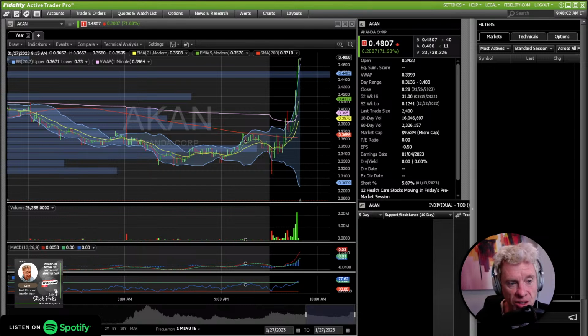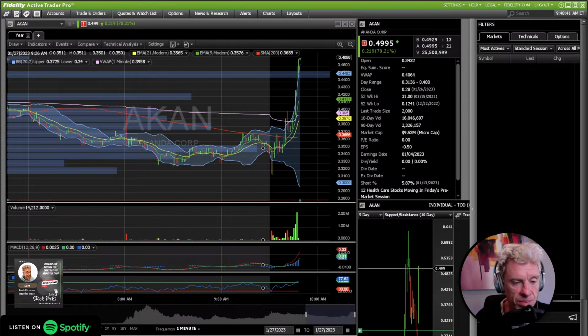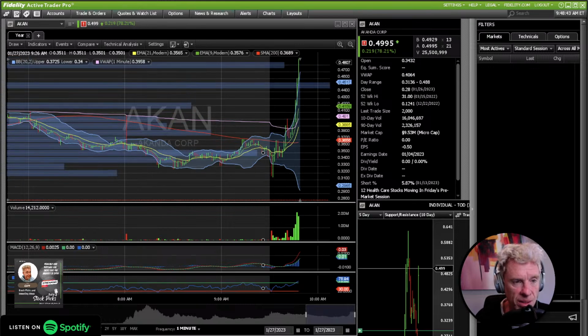And I wonder if it is halted or if it's just my Active Trader Pro. Because that's a 1 minute candle. Let's see. It's Active Trader Pro. No. Yeah, it's not halted. It's definitely my Active Trader Pro.